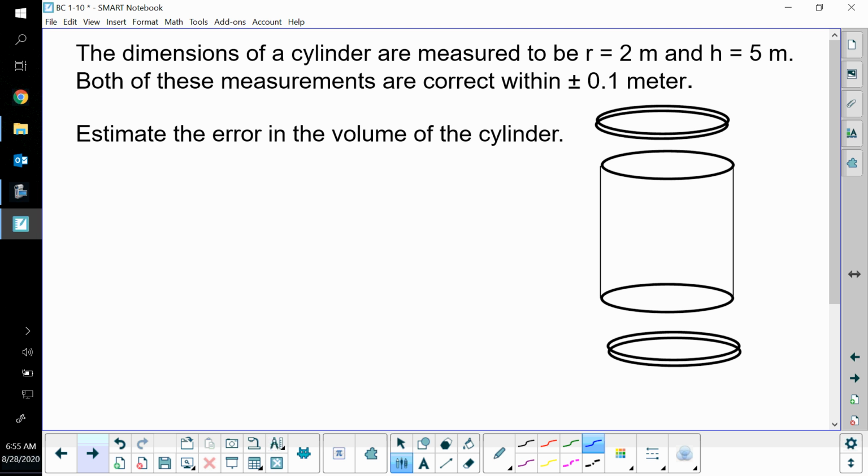So we've got a cylinder. We're measuring the radius to be 2 meters, the height to be 5 meters, and we know both of them are correct within 1/10 of a meter. So it could be in either direction. We want to estimate the volume of the cylinder. Well, hopefully you recall that the volume of a cylinder is just a circle times the height. So we're going to start out, we're going to find the differential. We're going to find our dV.